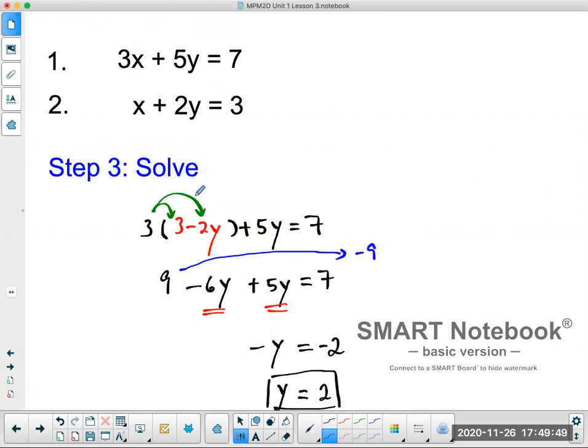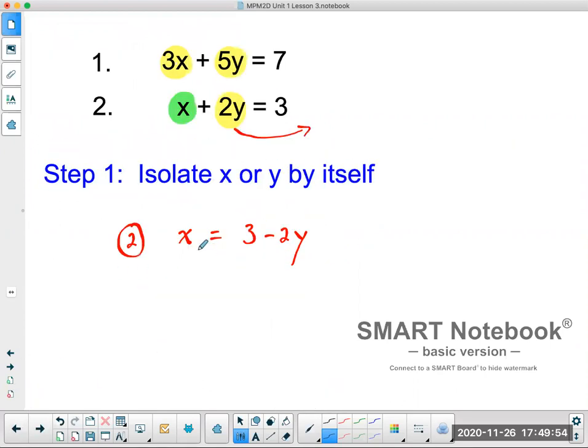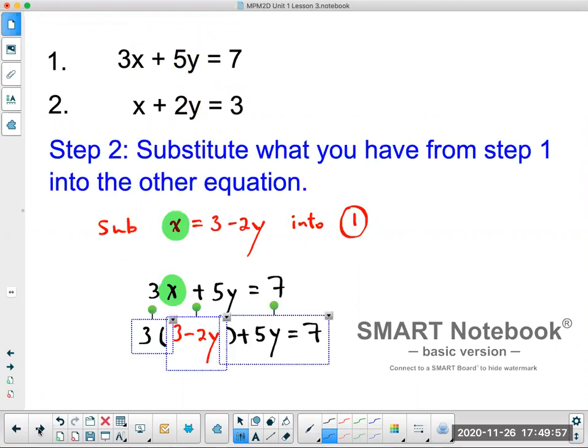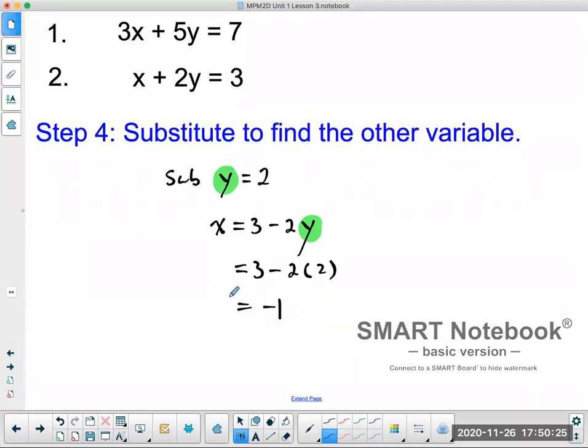Now, you also remember x from the first step, we have rearranged the equation, and x is equal to 3 minus 2y. So we can actually substitute that into x equal 3 minus 2y to find the value of x. Now, we have calculated the value of y, and y is going to equal 2. So we're going to substitute 2 in place of y. 3 minus 2 times 2. 3 minus 4 is going to be -1. So x is going to equal -1.